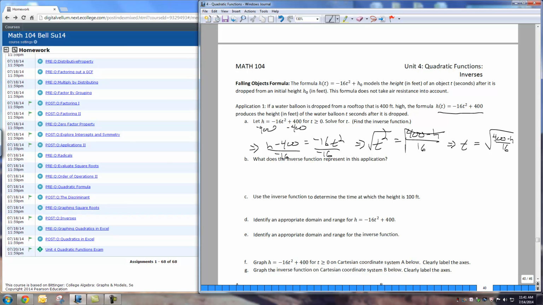I could do this a couple different ways. I could do 400 divided by 16, that's a whole number, and then take the square root of that. But leaving the function this way makes it easy to see where our domain values are. What does the inverse function represent in this application? Time in terms of height.